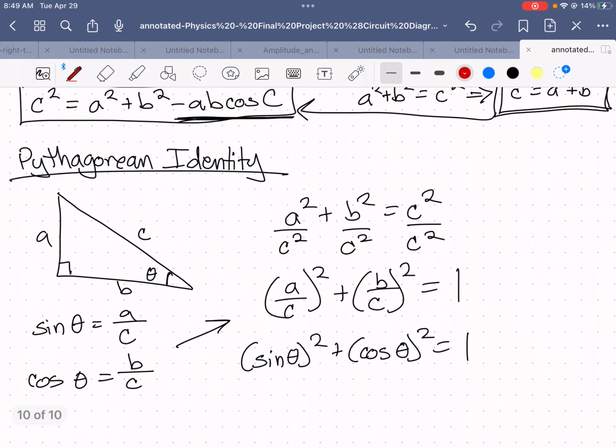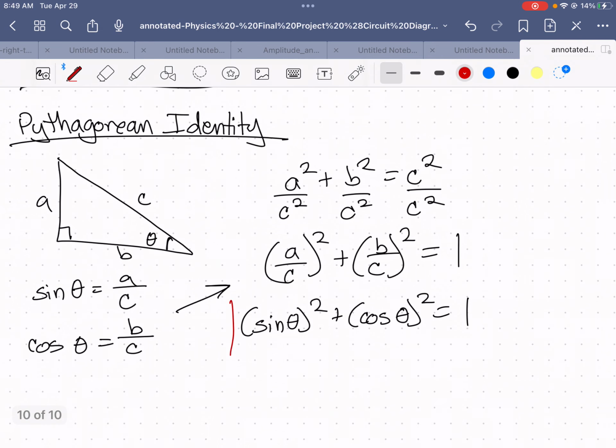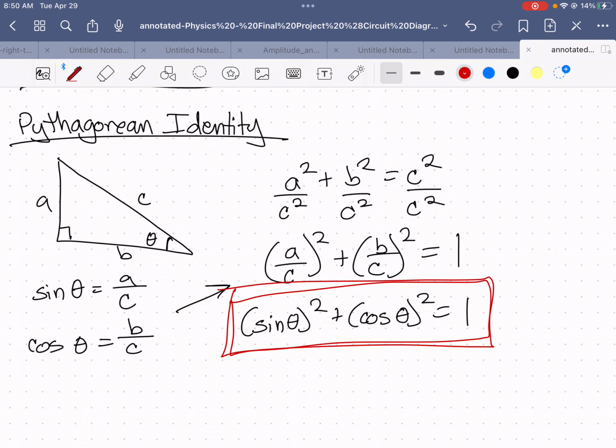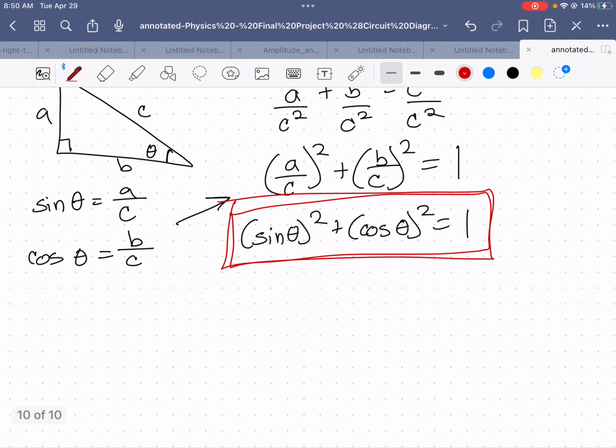Okay, so that's your Pythagorean identity. This is also one of those things: memorize it, use it. It will come up all the time. Simplify your life if you can apply that one. Okay, so lastly, we're just going to use this to solve a problem.